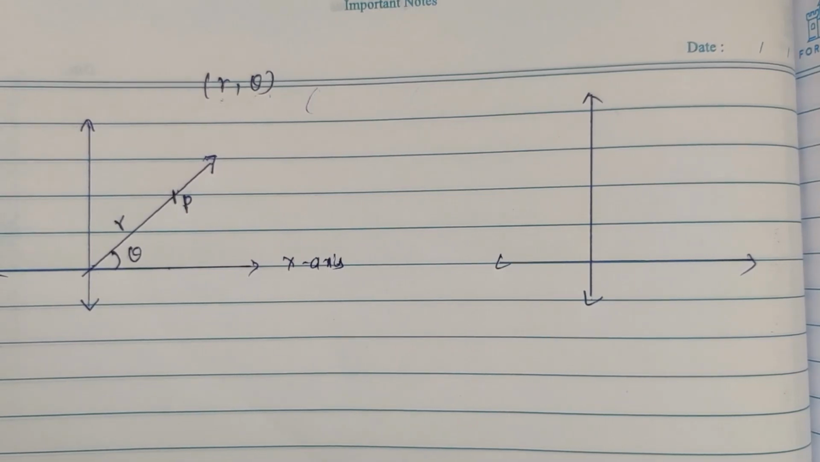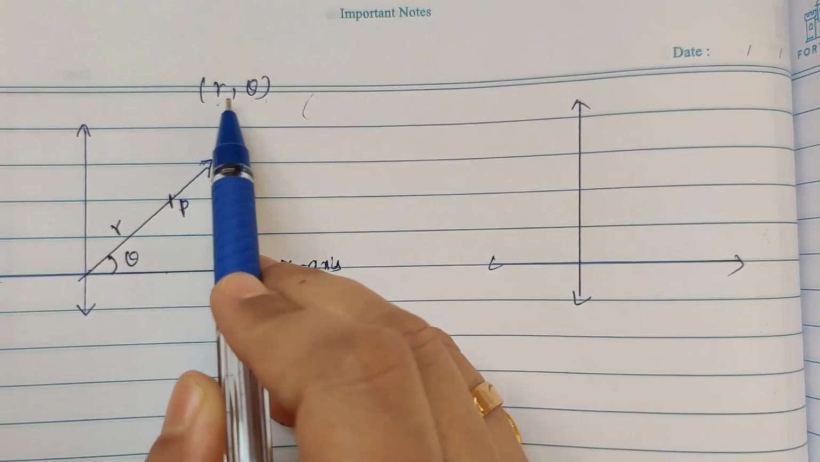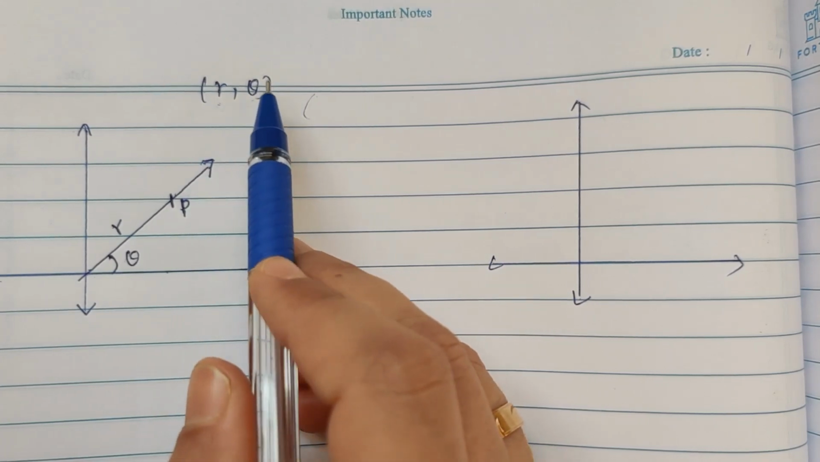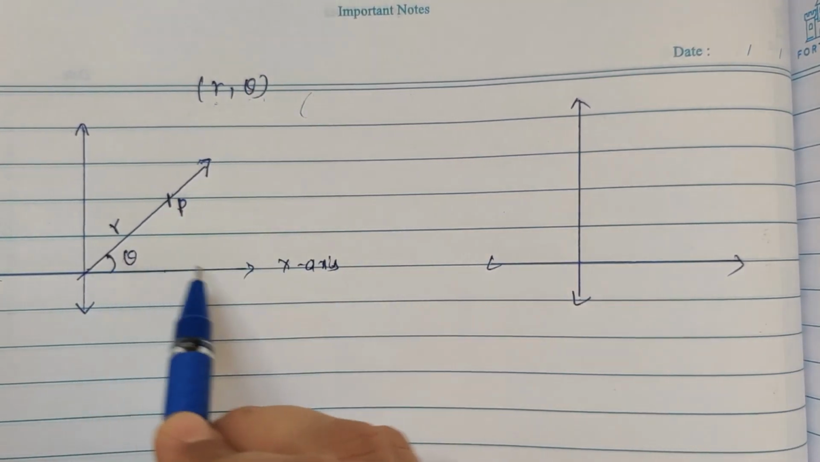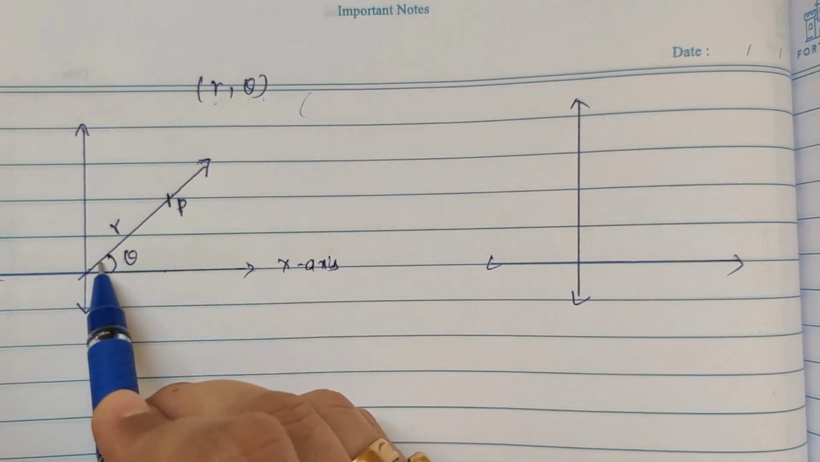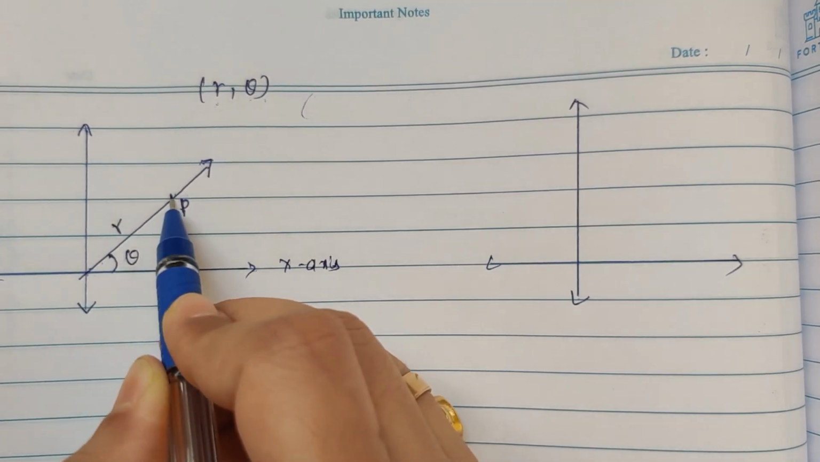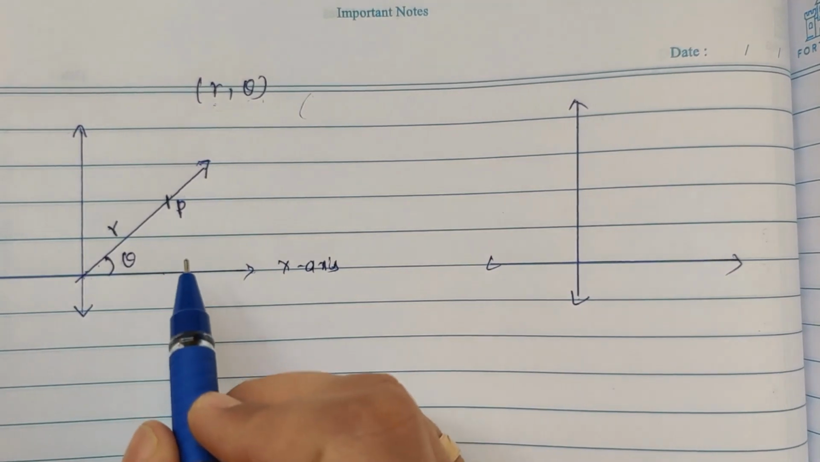Hello students, in this video we will see the basics required for tracing polar curves. Before that, we will see what a polar system is. Like a Cartesian system, there is another system called a polar system, in which there are two coordinates, r and theta. These coordinates are called polar coordinates. Theta is the angle between the positive x-axis and this radius vector, and r is the distance from the origin to the point. Now I will show how it works.